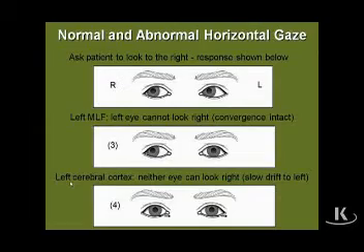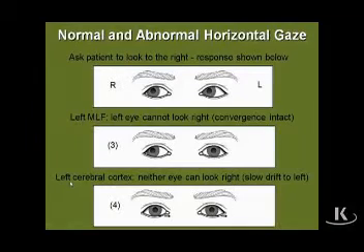So in this case, neither eye can look right, but because of the proximity of the frontal eye field to the corticobulbar fibers, this patient might have just some right lower face weakness, not complete face weakness, as we saw in the lesion of the abducens nucleus.